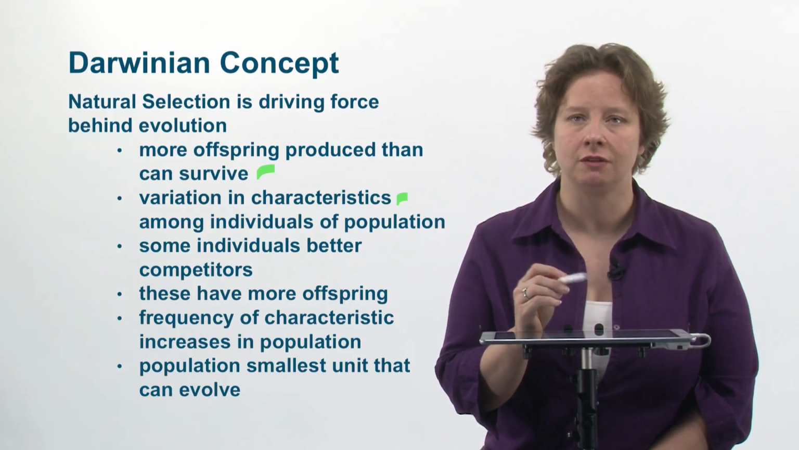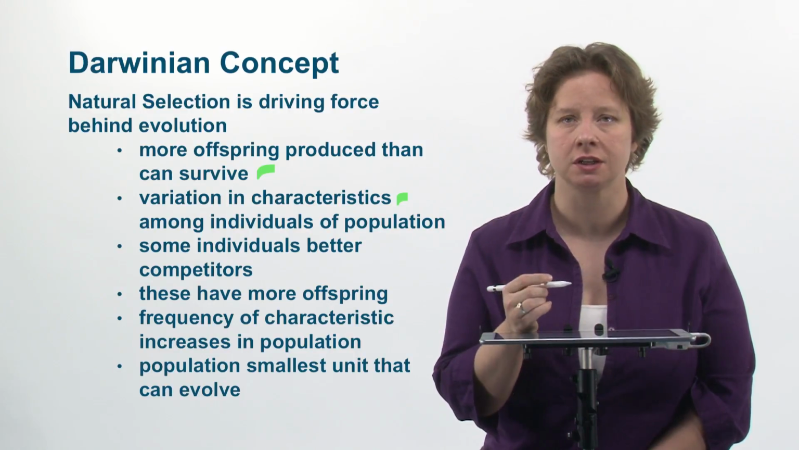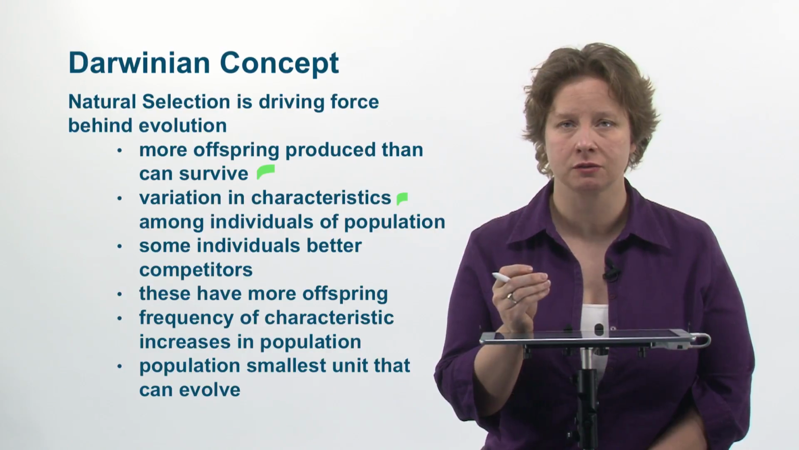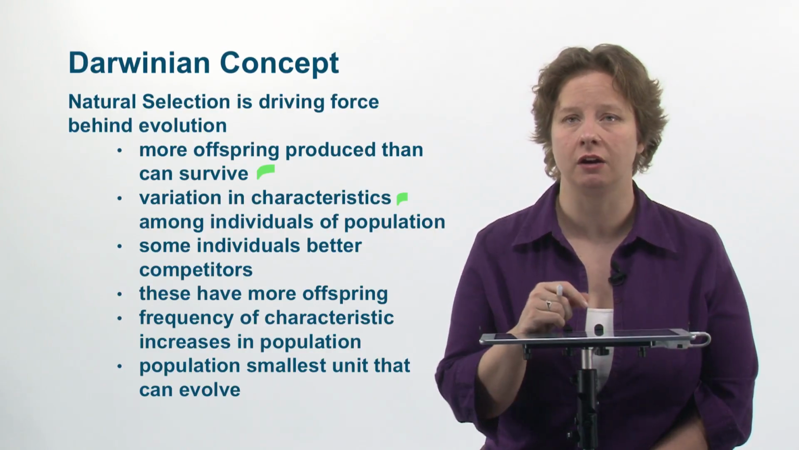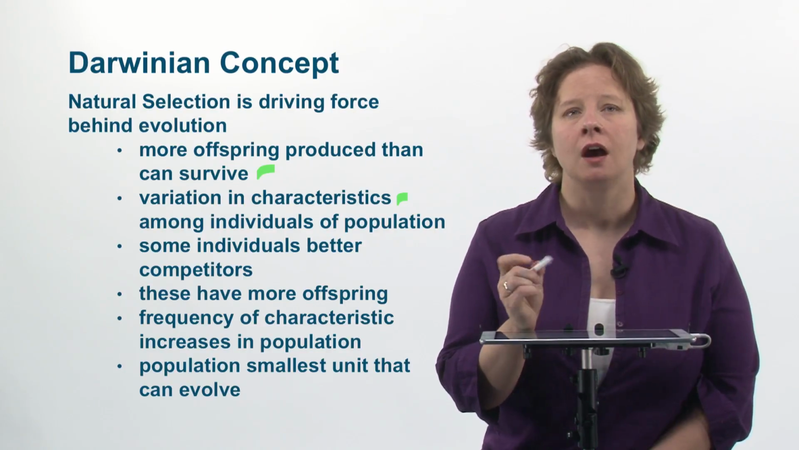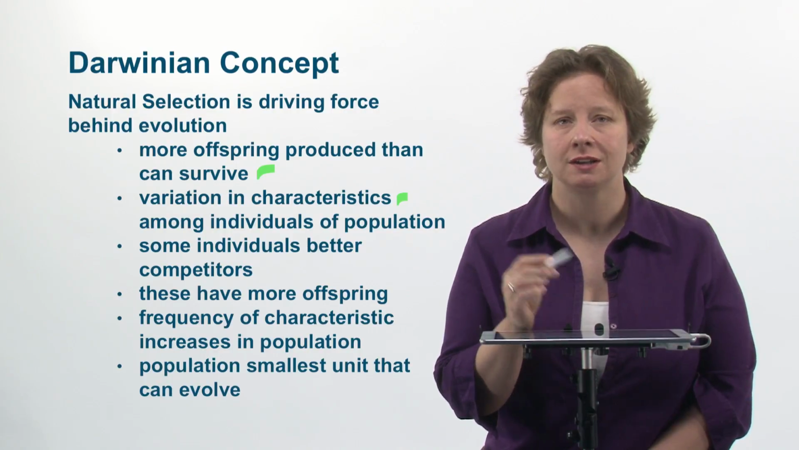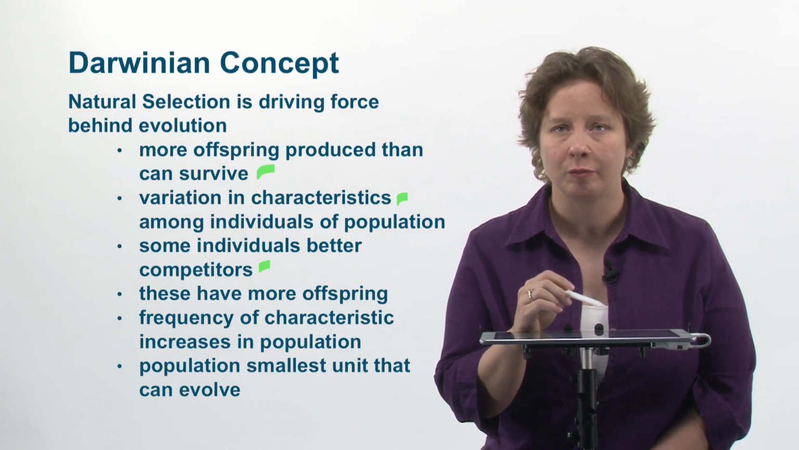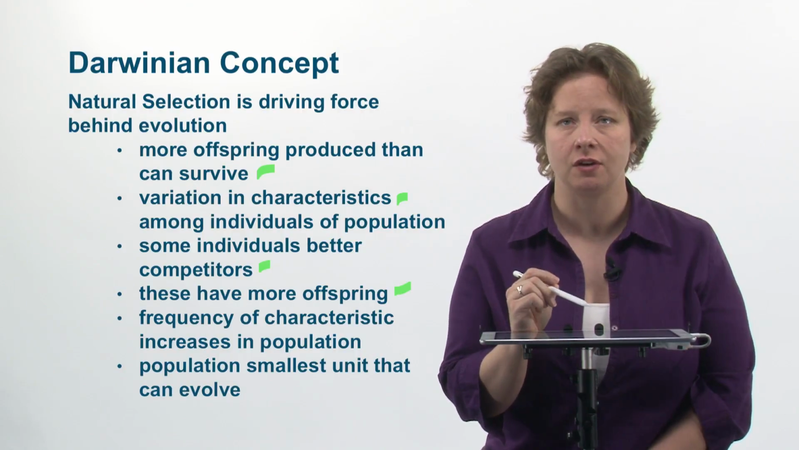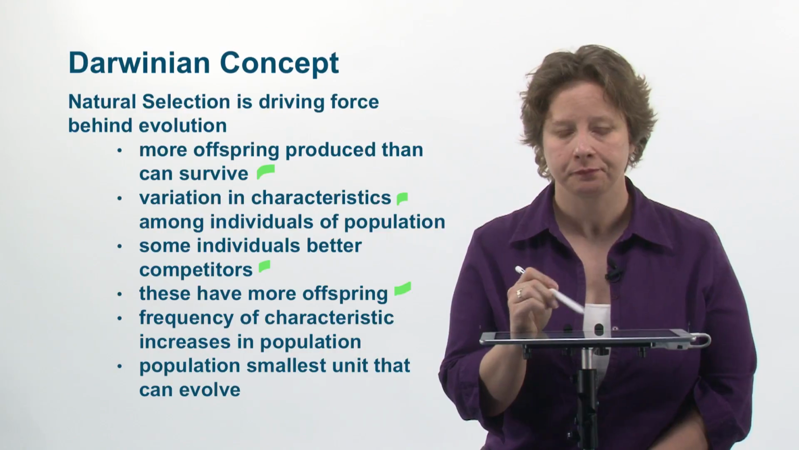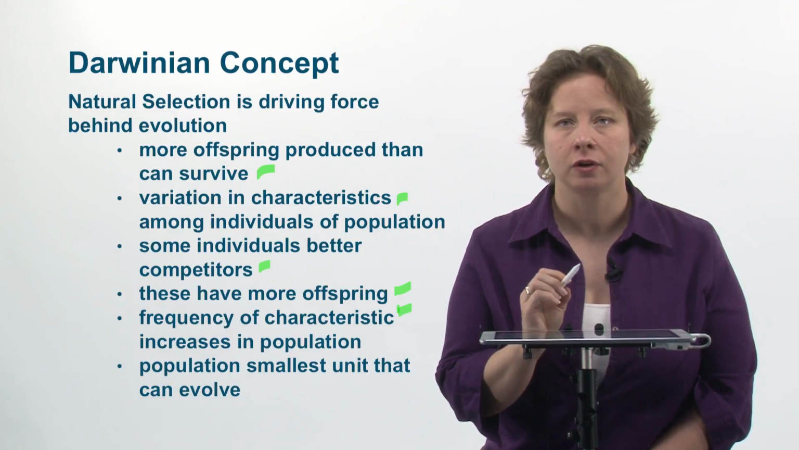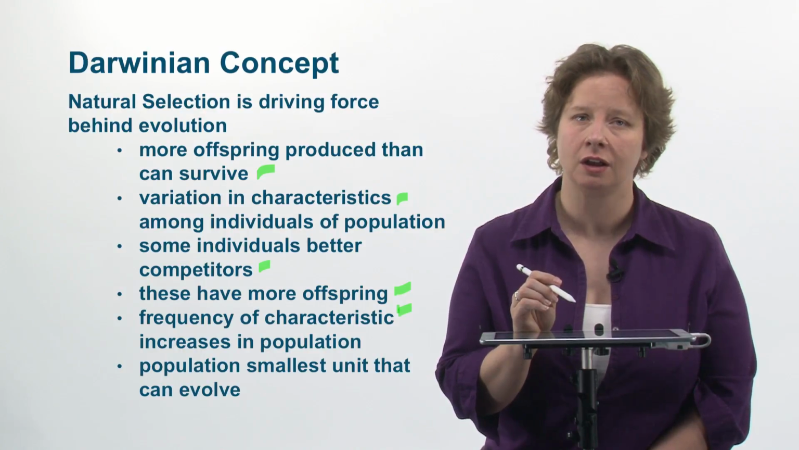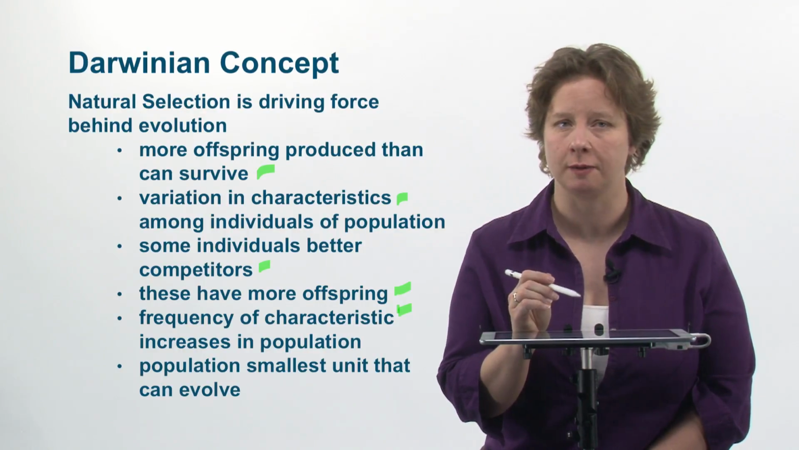Individuals in a population vary in their inherited characteristics. For instance, you might have inherited brown hair color from your parents, whereas your siblings might have inherited blonde hair color. Among individuals in a population, some are better competitors than others. The better competitors have more offspring than those that don't compete as well. And therefore, we expect the frequency of a particular characteristic that is better to increase in a population over time.